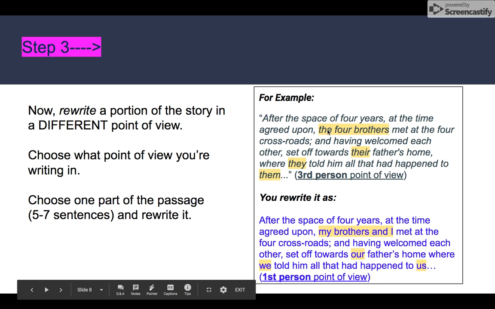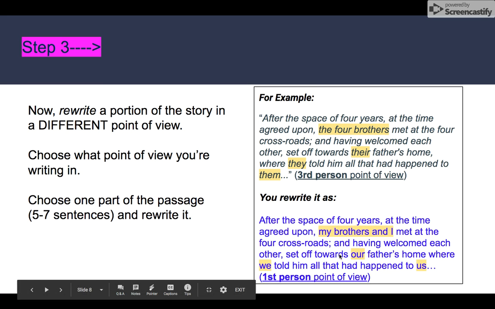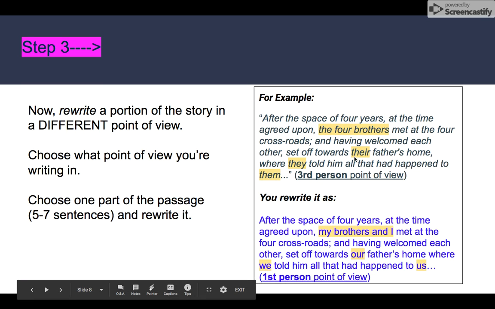So this is talking about all 4 brothers as if the narrator's watching the 4 brothers do things. And this first person is writing it as if you are one of the brothers, okay? My brothers and I. Our, we, us. This is how you change something from third person to first person. Just find the pronouns and switch them.